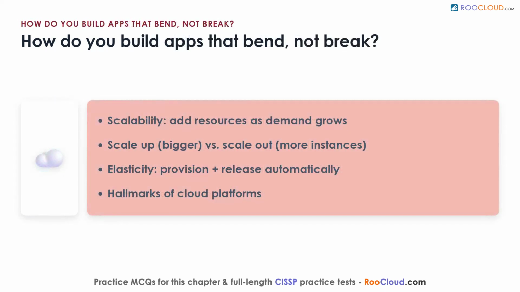How do you build applications that bend without breaking? Resilient design relies on two related properties. Scalability means an application can take on more resources as demand grows, either by beefing up an existing instance, called scaling up, or by adding more instances to a pool, called scaling out. Elasticity goes further and does this automatically, provisioning resources when load rises and releasing them when it falls, which controls both performance and cost. These traits are hallmarks of cloud platforms and a major reason organizations adopt them. Picture a bridge that can add lanes during rush hour and quietly retire them when traffic thins.